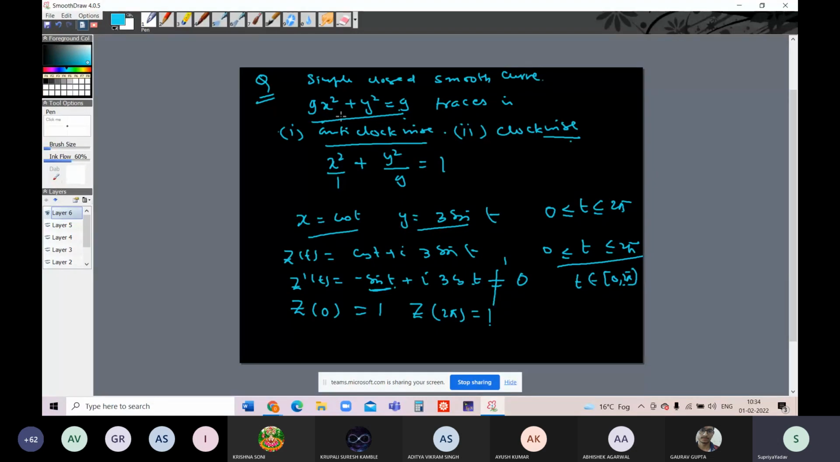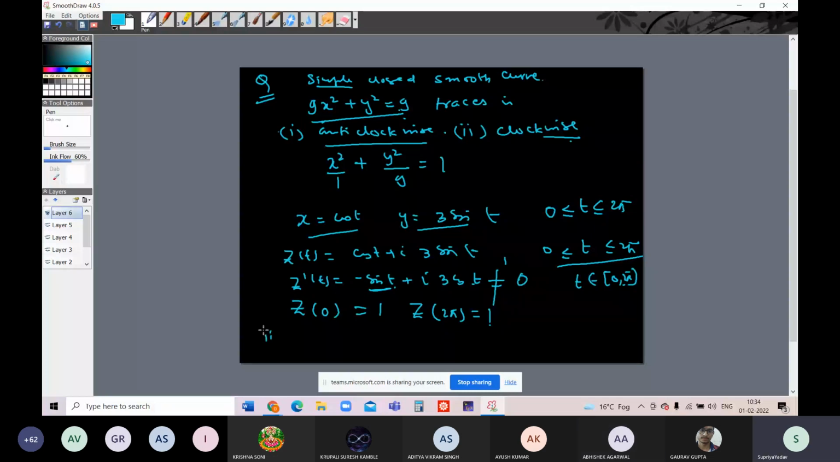Again, for simplicity, let us take this one as well: cos t and sin t. In this interval it is also a one-one function. It means that for two different values t1 and t2, we will get different z(t1) and z(t2). So it is also a simple, smooth, closed curve.